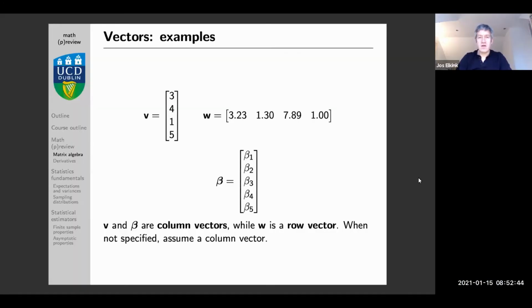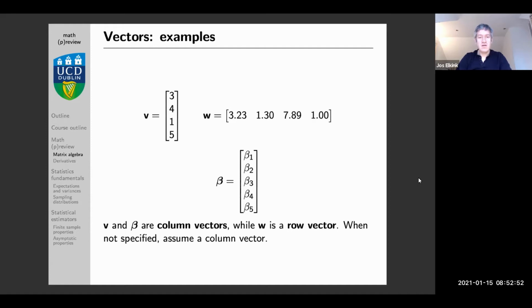In this video, I want to give a very brief overview of the main operations in matrix algebra. The main purpose is that you will be able to read the papers, so that it doesn't look too cryptic. So let me turn to the slides. Matrix algebra has two main elements, vectors and matrices. We'll discuss vectors first. So here are some examples of vectors.